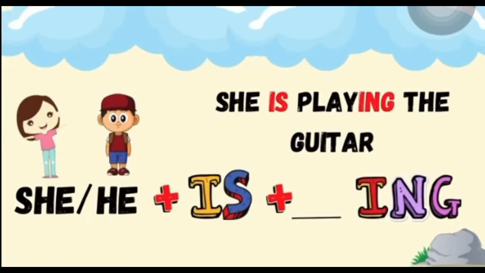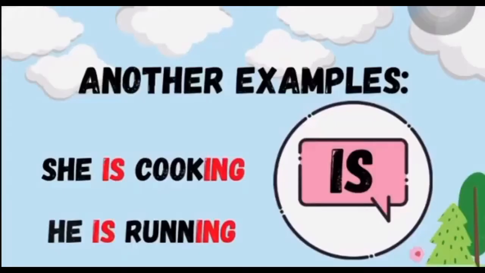Okay, look at the formula. When you use she or he, you must follow with is. He is. She is playing the guitar. These are other examples. She is cooking. He is running.